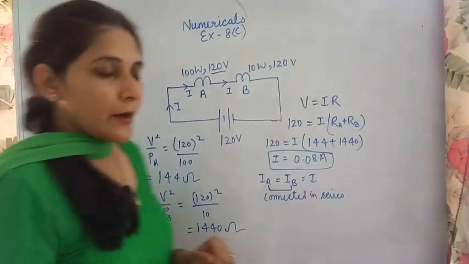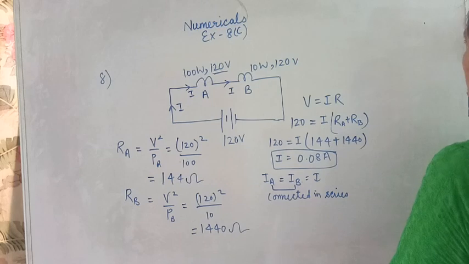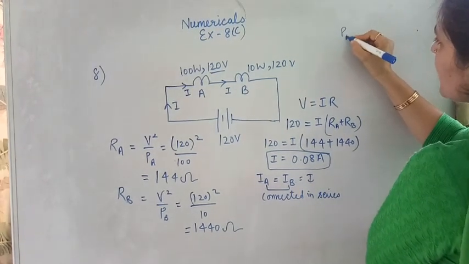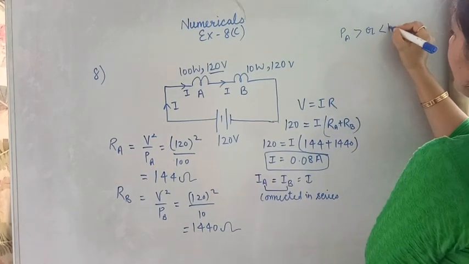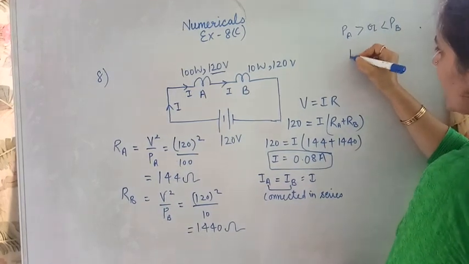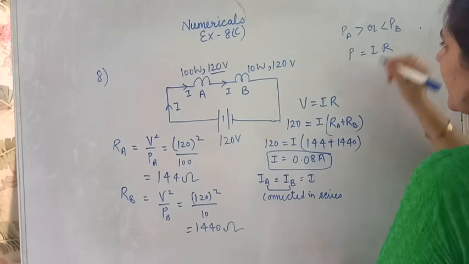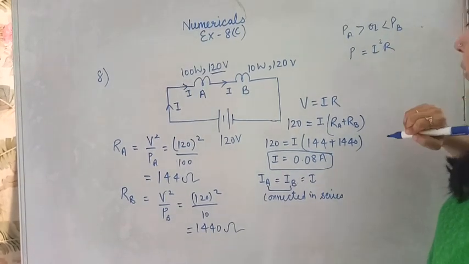Now in the second part what they are saying is they asked us to find out which one consumes more power. So we have to find out whether the power consumed by bulb A is greater than or less than the power consumed by bulb B. How can we find out this? As we are aware, power is given by I square R. Okay, power is given by I square R.